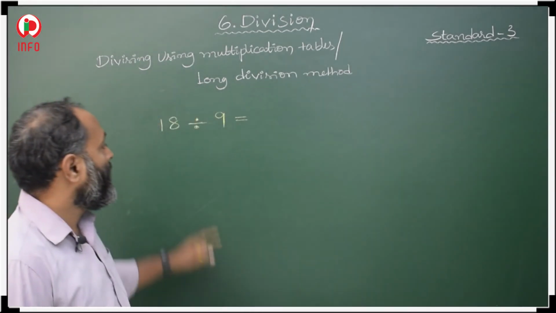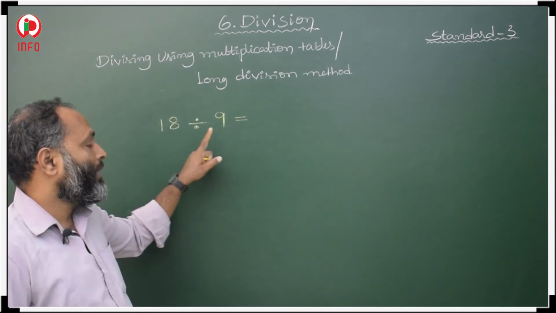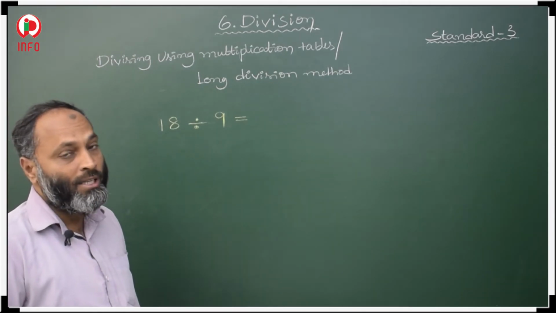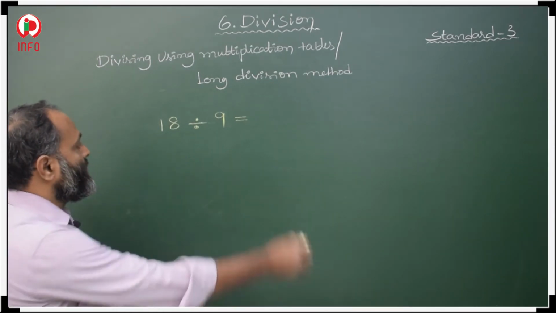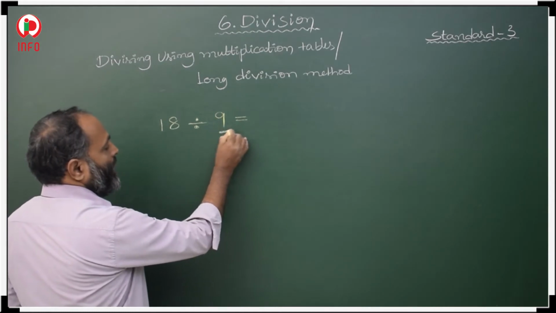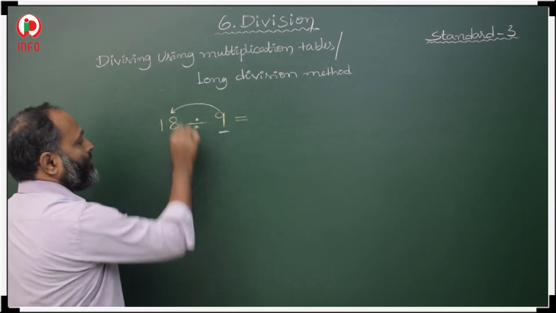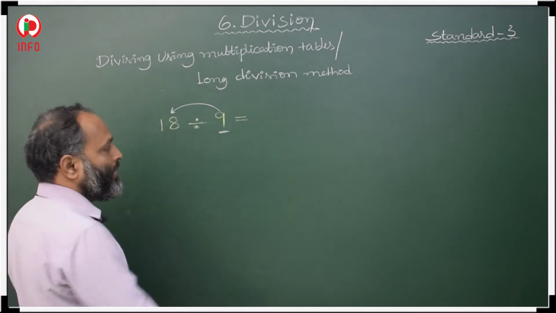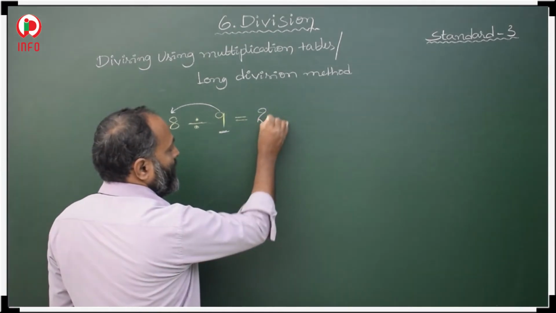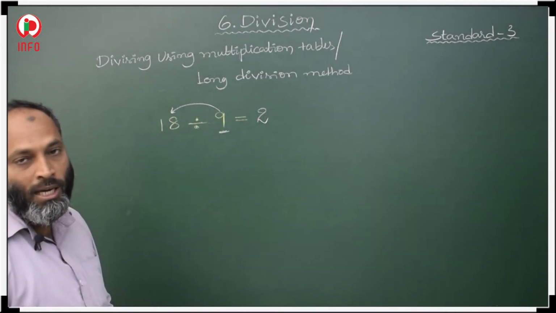First of all, one question is 18 divided by 9. What is our answer? Using the table, how to do this? In the 9 table, when will you get 18? 9 2s are 18, so 2 is your answer.